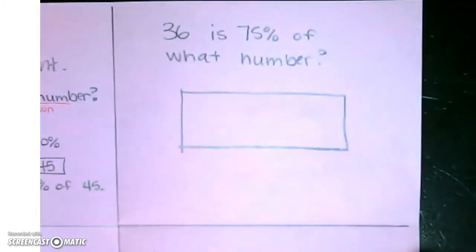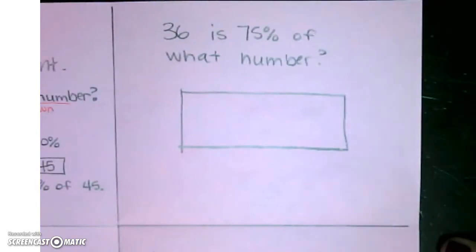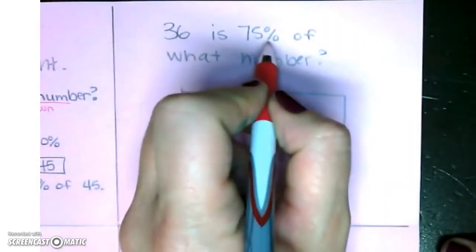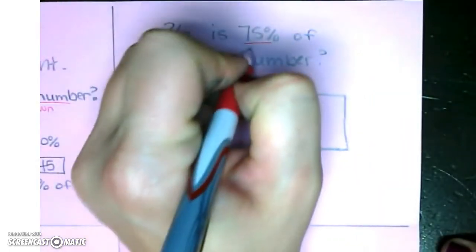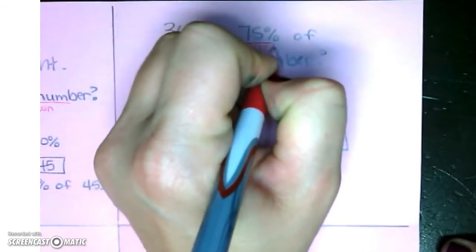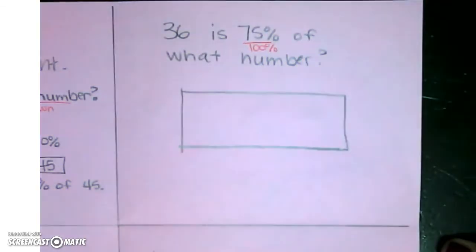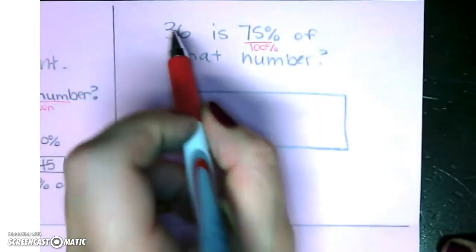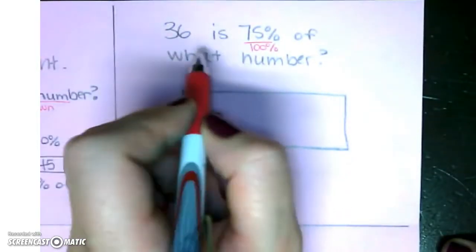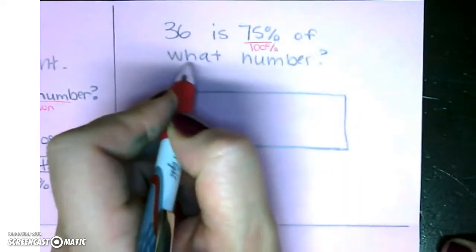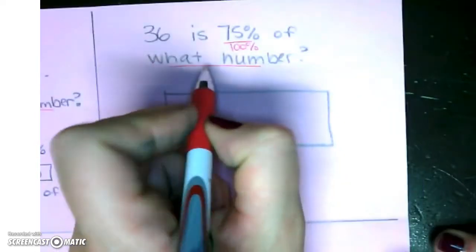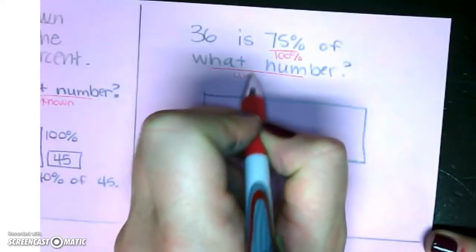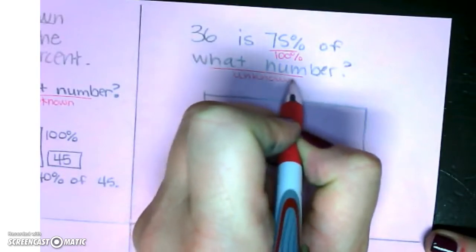And for this one, we are looking at 36 is 75% of what number? Again, those good math habits. I'm going to write that 75% over 100. And again, this is a problem where we are going to find an unknown whole. The part of this problem here that says of what number, that's the whole that is unknown. But we'll find out in a minute.